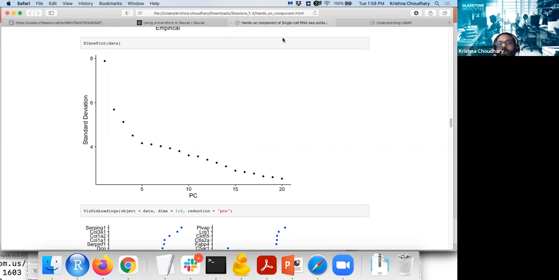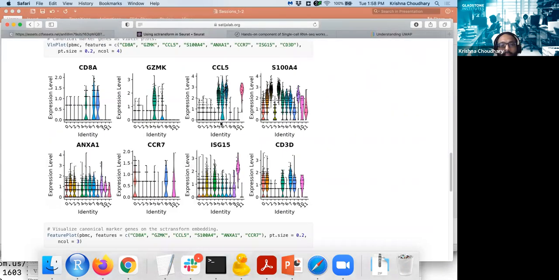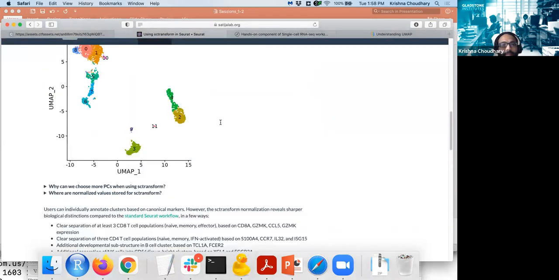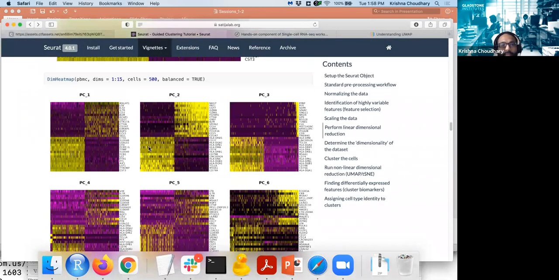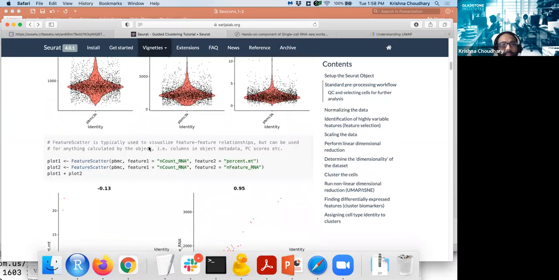Does that make sense? Let's look at another example for the data analyzed by the Seurat authors for their illustration purpose.